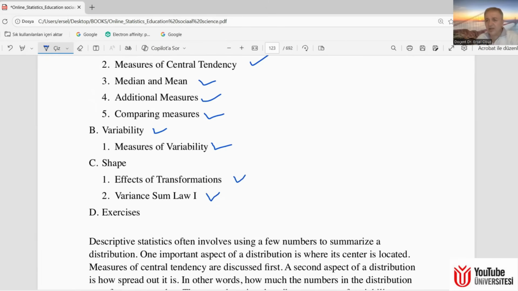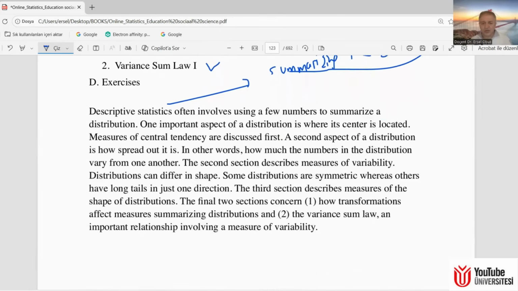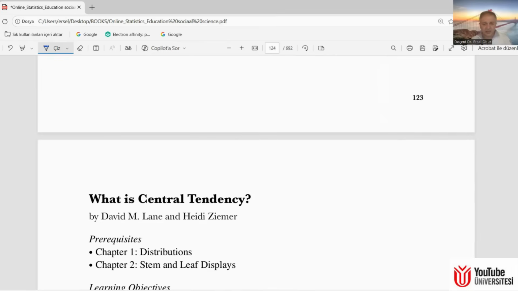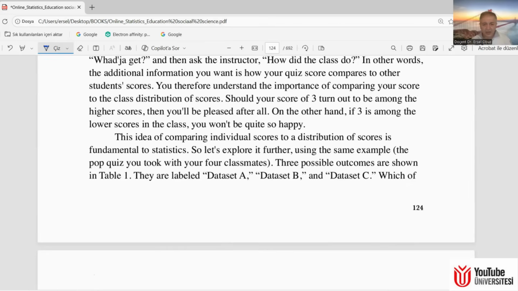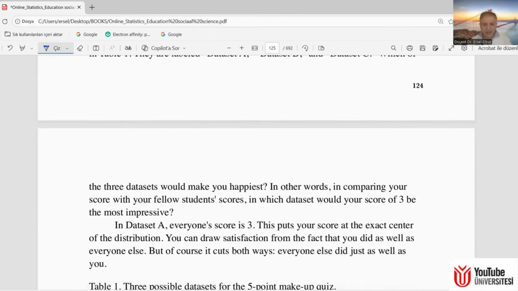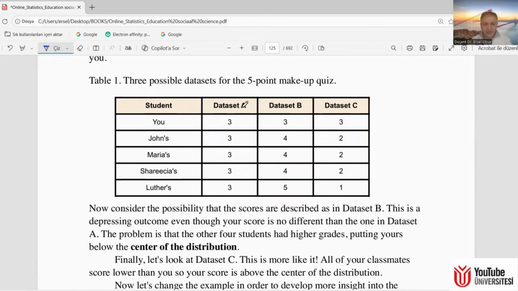Okay. So we are talking about basically descriptive statistics. As we covered before, descriptive statistics is about summarizing the data. So we want to see where the distribution is, where the center is basically. So when we think about central tendency, let's see how we can get the central tendency. So you see you have 3 different data sets here.